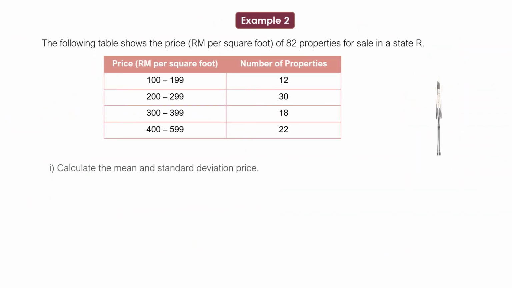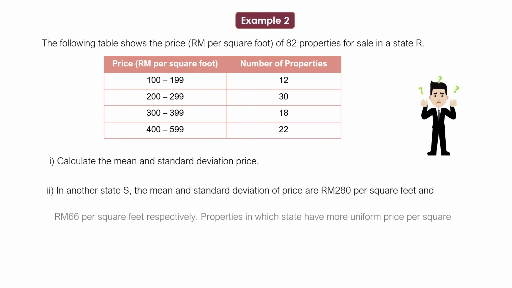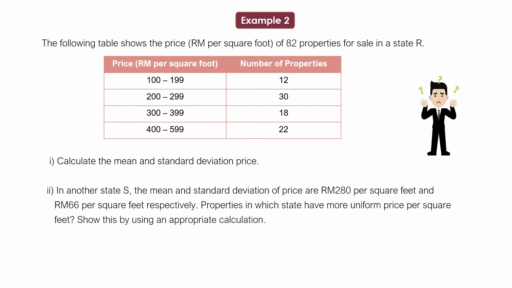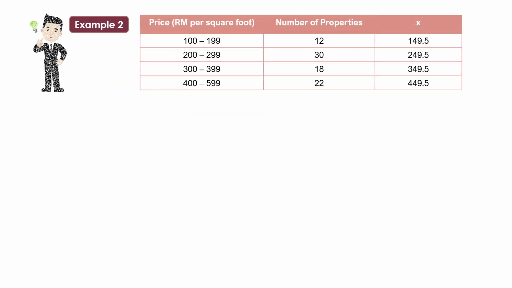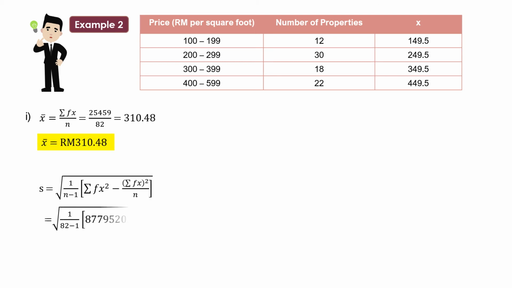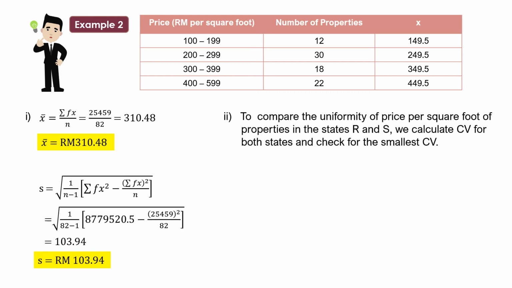Next we look at example 2. In the first question, we want to find the mean, which is RM 310.48, and also the standard deviation, which is RM 103.94. For the second question, we want to compare the uniformity of price per square foot of properties in states R and S. So we have to calculate the coefficient of variation for both states and check for the smallest CV.